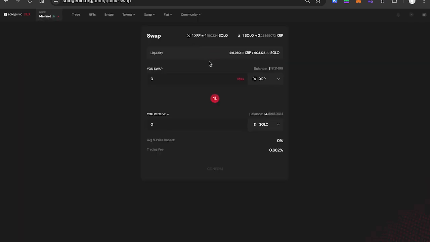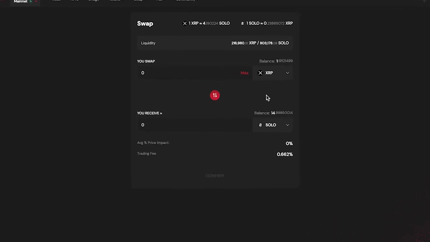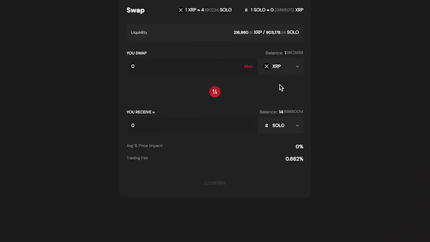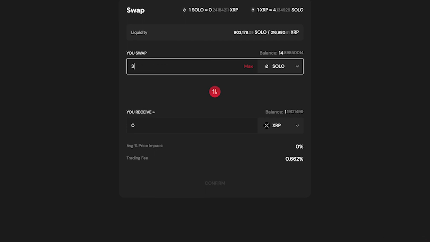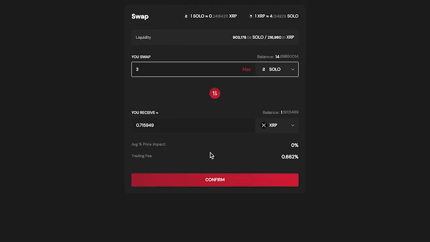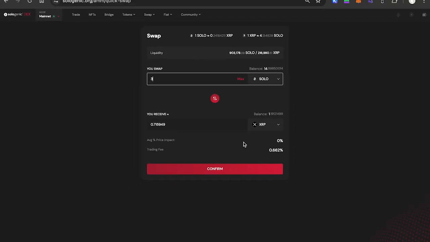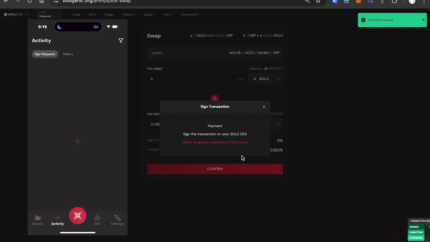To utilize the swap feature, first select which tokens you'd like to swap from the token dropdown menu. In this case, I'm swapping Solo for XRP. At the top, we can see the price of each asset, as well as the available liquidity for the pair. After entering the amount of the token you'd like to swap, make sure to review the estimated price impact, also known as the slippage, which refers to the difference between the expected price of a trade and the actual price at which a trade is executed. The higher the available liquidity, the lower the slippage will be. Then, select Confirm and sign the transaction with your XRP Ledger wallet to complete the swap.